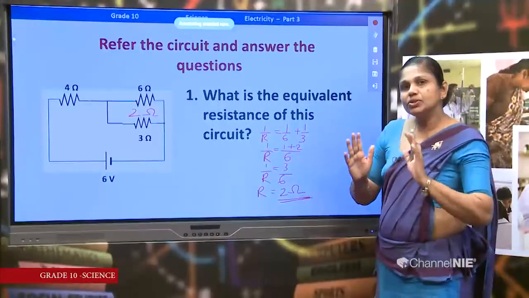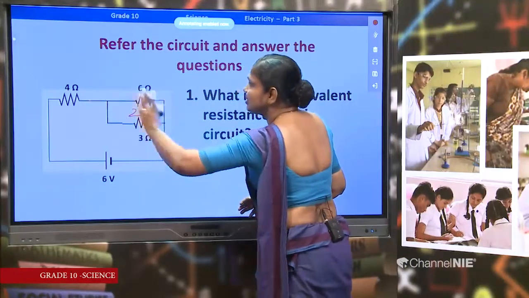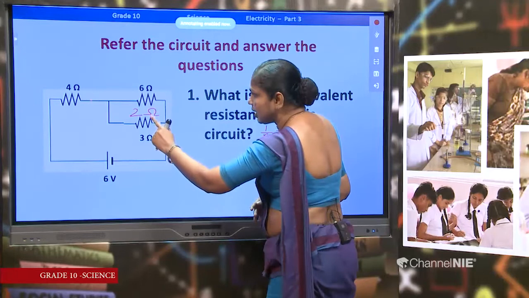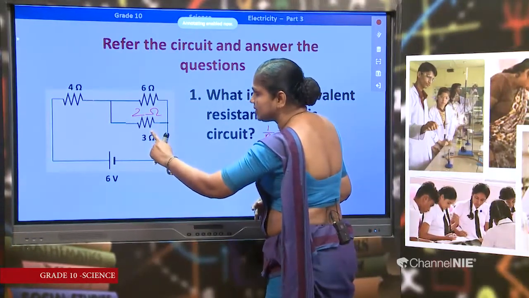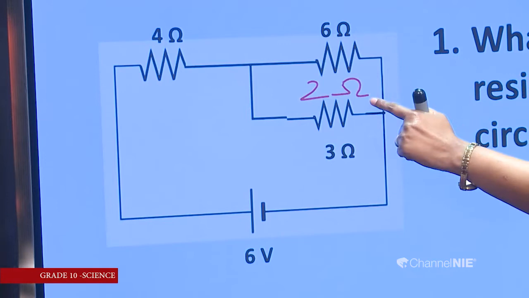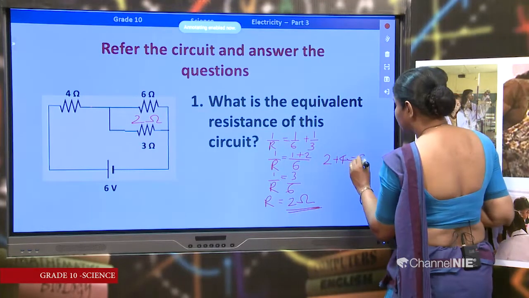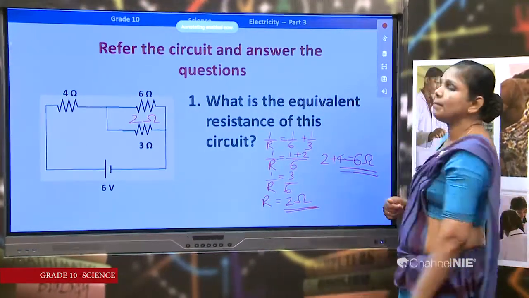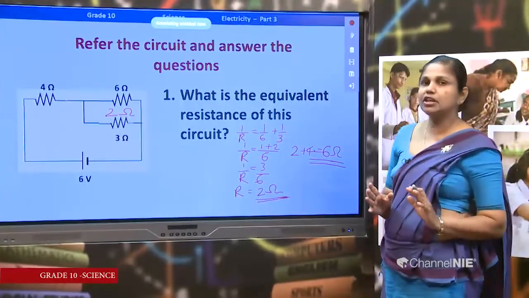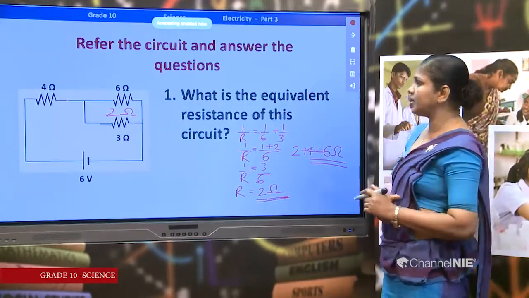Then how to get the total equivalent? Now, for these two, this one is in series. Then you have to add the equivalent of 6 ohm and 3 ohm resistor to the 4 ohm resistor to get the total equivalent. Then the equivalent of the circuit is 2 plus 4, altogether 6 ohm. 6 ohm is the equivalent resistance of the complete circuit. Understood, children? Right. Okay.